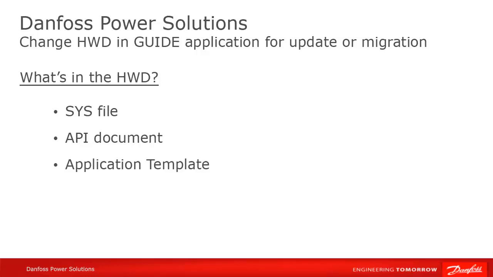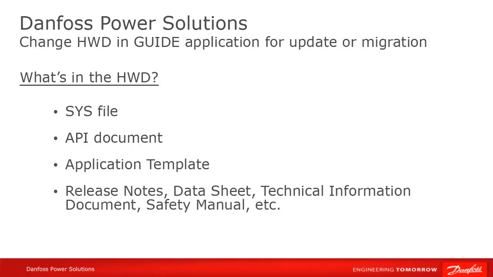You'll find the template for your sys and API files, which is basically a compilable blank application. You'll also find other miscellaneous files such as the datasheet and release notes. The release notes are particularly important because they will tell you what bug fixes have been implemented since the previous versions.